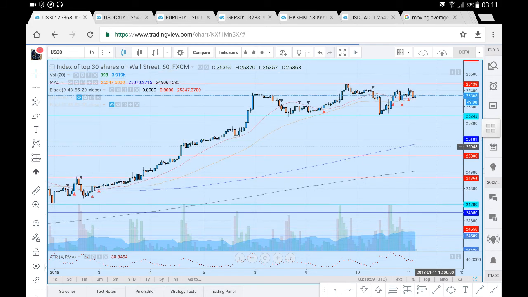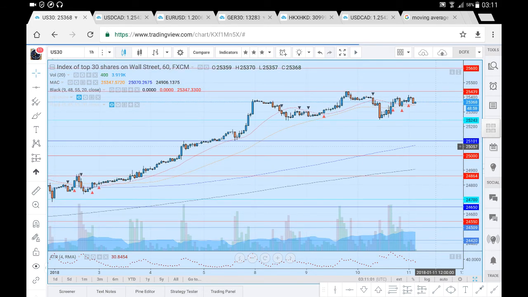If we did break out to the upside above these 25,439, we were looking to possibly target 25,600. And with that said, that should pretty much wrap up everything in regards to the US 30.